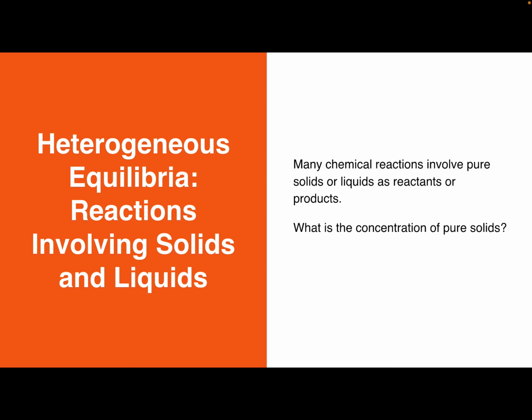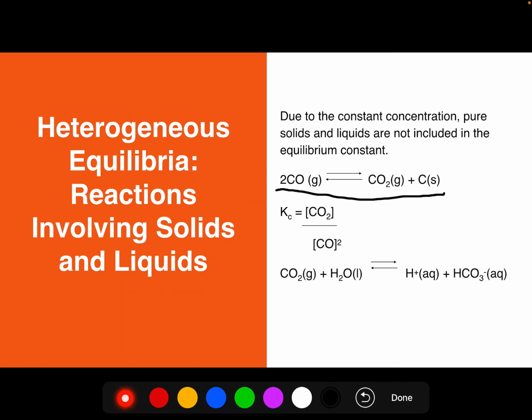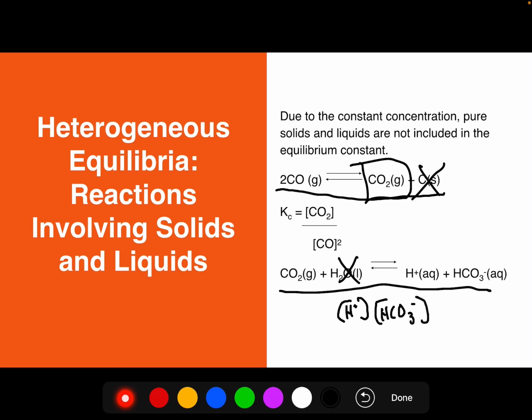Reactions involving solids and liquids. A lot of times, reactions have pure solids and pure liquids in them. You can't find the concentration of pure solids and pure liquids, so you're going to exclude them from the equation for your K value. In this case, up here, you have two gases and one solid. The solid can't be included, so we just do the carbon dioxide over the carbon monoxide. On this one down here, this is a pure liquid, so you don't include it, and you would have H plus times HCO3 minus over CO2.